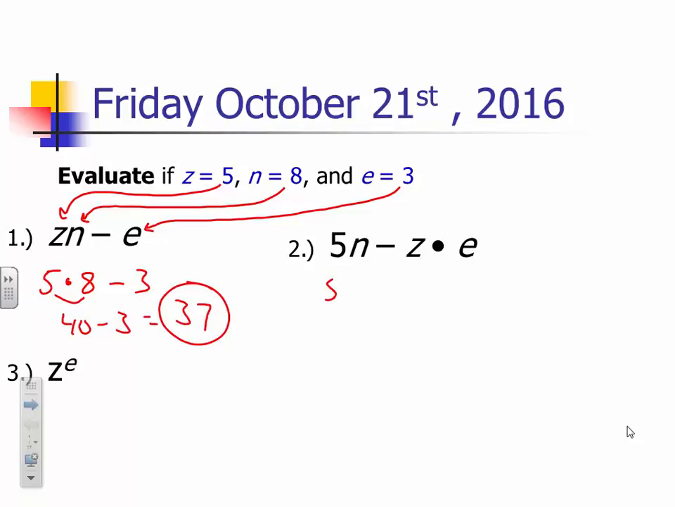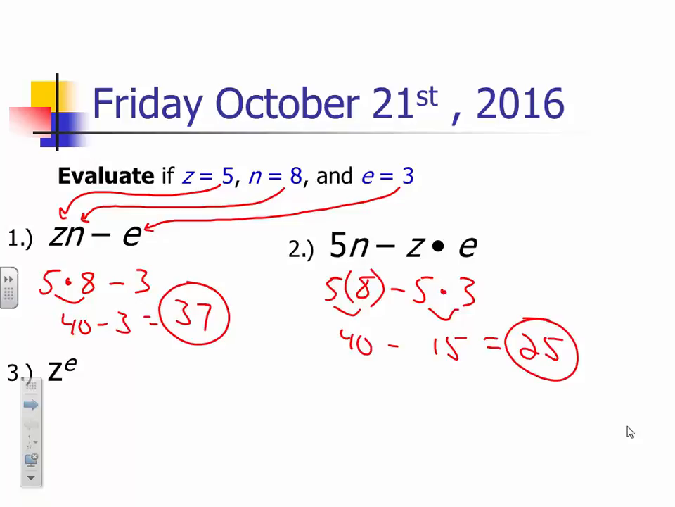So I'm going to go ahead and substitute here. 5 times n. Notice we can show multiplication with the parentheses if we need to. 5 times 3. All the substitutions done. I have two sets of multiplication here. 5 times 8 is 40. 5 times 3 is 15. I'm going to do those together. You can count if you wish. And 40 minus 15 gets us 25.